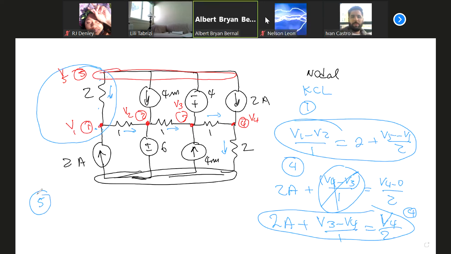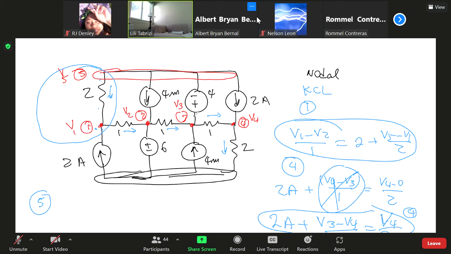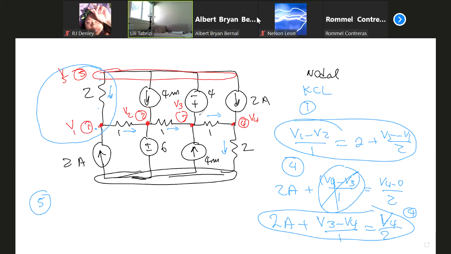Okay, what's the KCL at node 5? How many branches are connected to node 5? We got 4. How many currents entering, how many leaving? Got 3 leaving. And then what about this branch? Did I assign any current to this branch? No. So what's the problem now? We don't have a current to assign to that voltage source.